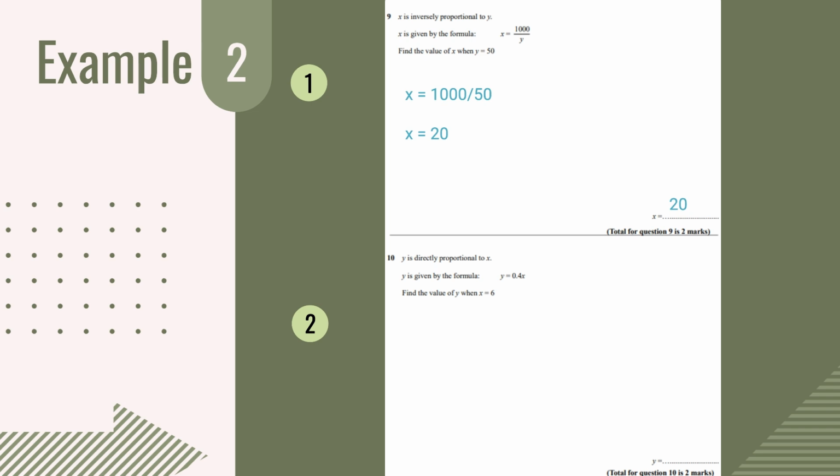In our second question, y is directly proportional to x. y is given by the formula y equals 0.4 times x. Find the value of y when x equals 6. Once again, we've already been given the value of k in this instance, so we write y equals 0.4 times 6, meaning y equals 2.4. So the final answer is y equals 2.4, and this is when x equals 6.